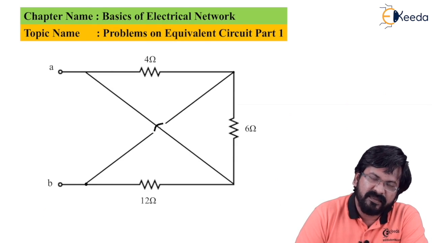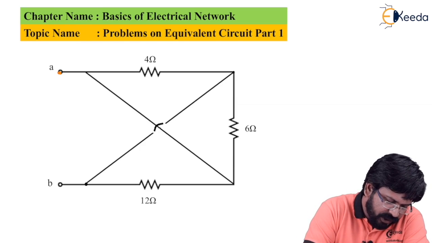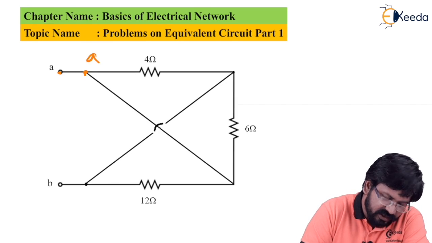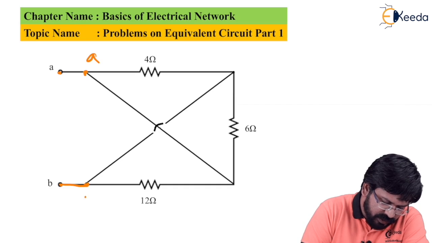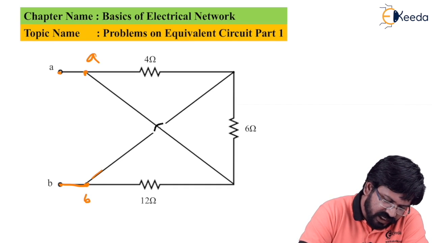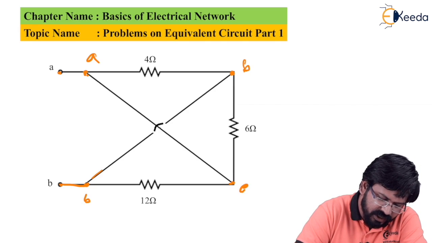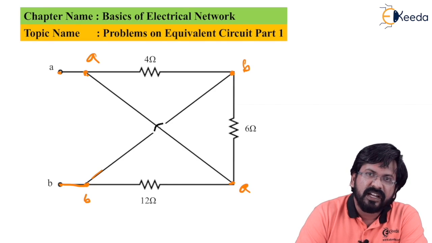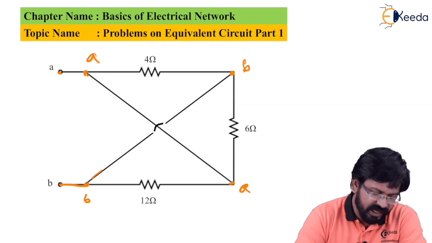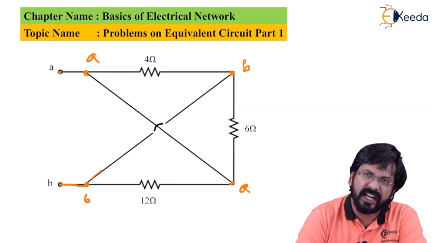Again, in this problem, we will try to solve it by point method only. See, if this point is A, I can say this point is also A. If this point is B, I can say this point is B. Now as you can see, this is directly shorted. I can claim this is B. If this is A, this has to be treated as A. Again, as we have seen in the last problem, there are only 2 points A and B, and every resistor is connected between A and B.